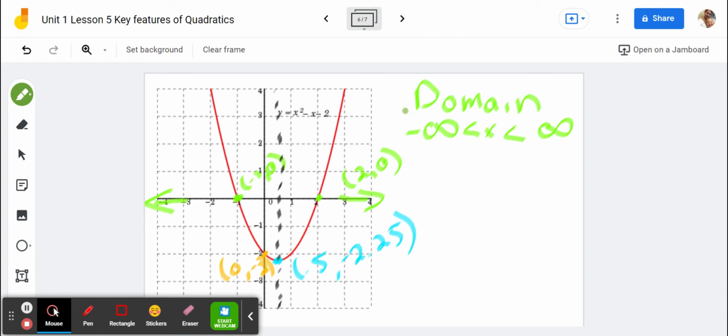In fact, it's every polynomial, which we'll get into in Unit 7. But for now, know that the domain of every quadratic is the same. It is negative infinity to positive infinity, or you can call it all real numbers, same thing.